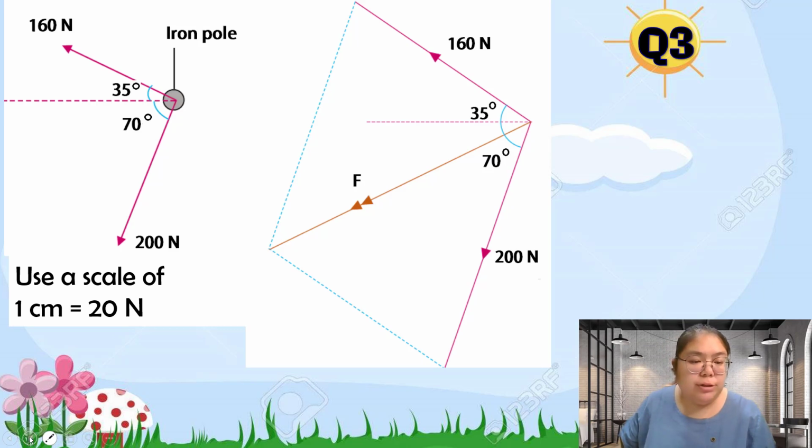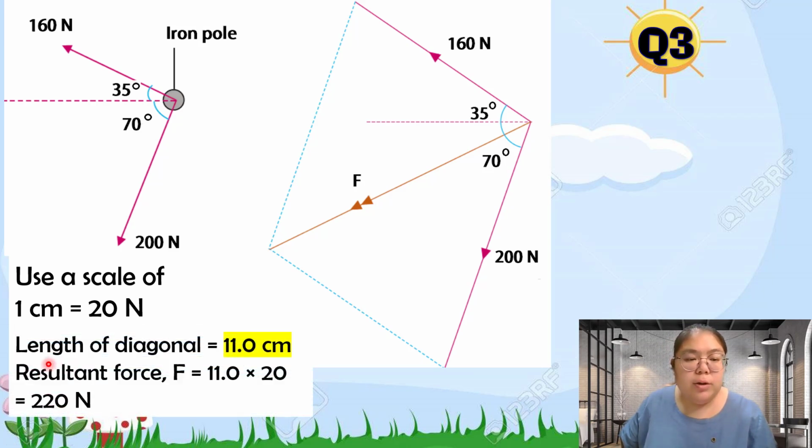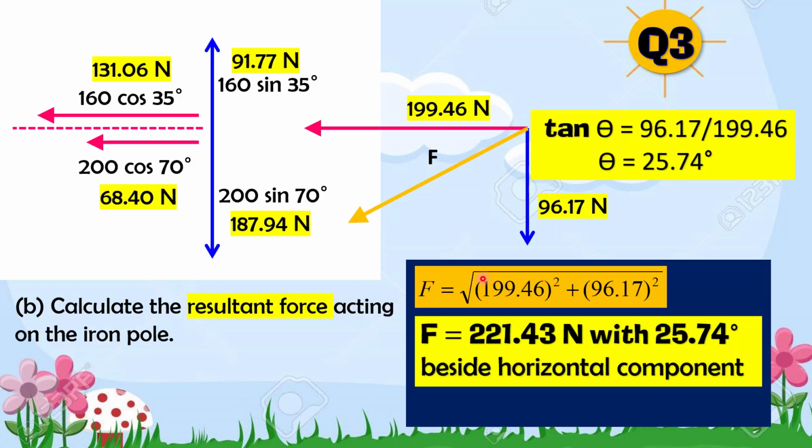Okay, now we go to check. The length of the diagonal we measure is 11 cm. So 11 cm, I multiply by 20. I get 220 Newton. Okay, 220 Newton. If we check back the answer just now, the answer is 221.43. This one is from calculation.